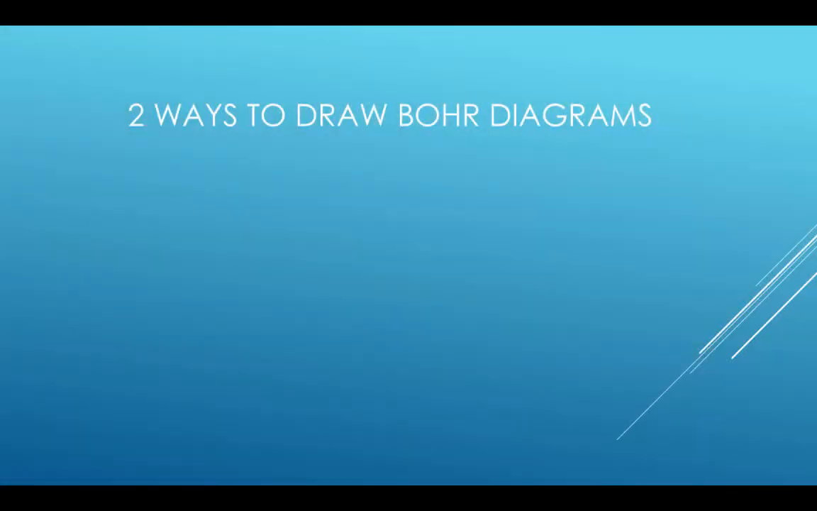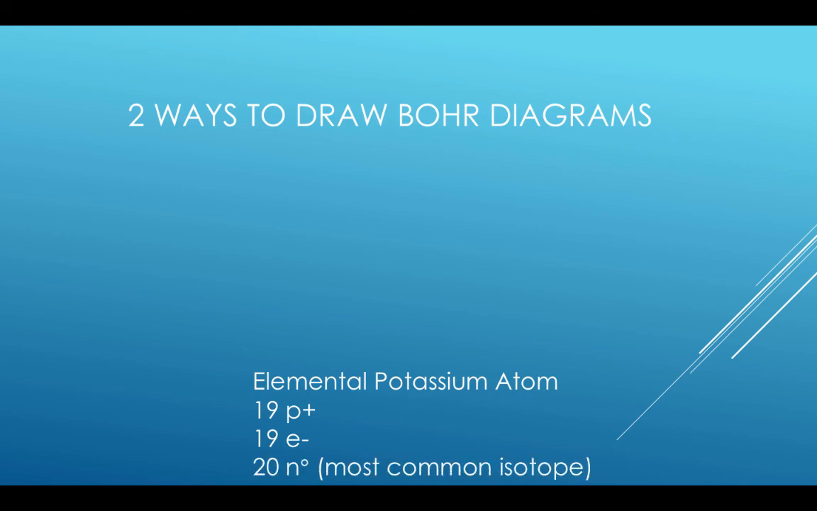There are 2 acceptable ways to draw Bohr diagrams. If we use elemental potassium, for example, we determine from the periodic table it has 19 protons, its atomic number is 19. If it's elemental, it has 19 electrons as well. For the most common isotope of potassium, it will also have 20 neutrons. We can draw the diagram using concentric circles for K, L, and M, and it would look like this.